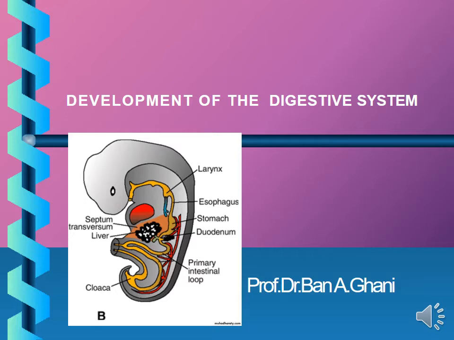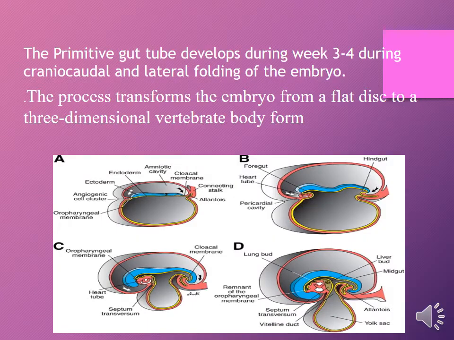This lecture will be about the development of the digestive system. The primitive gut tube develops during the period of about 3 to 4 weeks duration. This starts by folding of the embryo in two directions, the craniocaudal or cephalocaudal and the lateral folding. This process transforms this flat disc embryo into a three-dimensional vertebrate body form.